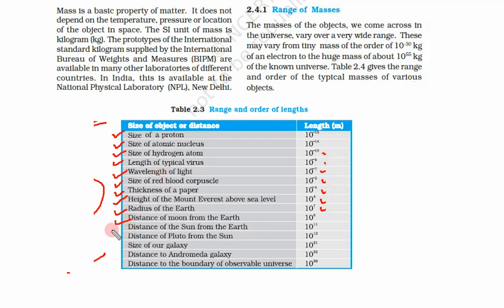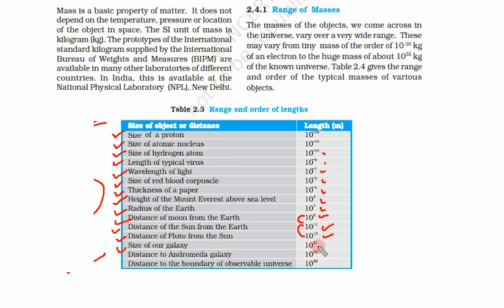Now other objects. Distance of the sun from earth is 10 to the power 11 meter. We were seeing the distance of moon from earth, that is 10 to the power 8 meter. Distance of Pluto from the sun is 10 to the power 13, so it is about 100 times larger. Between the distance of the sun and the distance of the moon there is a difference of 10 to the power 3 order.